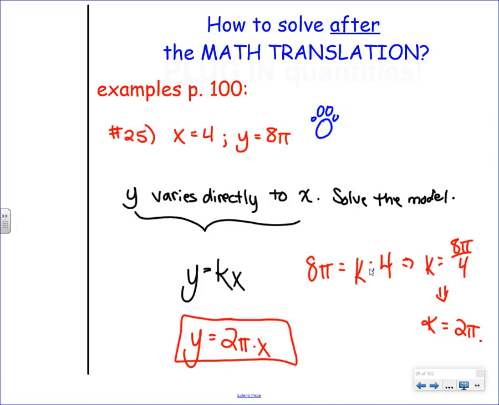Just a piece nonetheless. They want to solve the model. They want me to go ahead and figure out what is the equation with the constant solved for. Does that make sense, guys, what they're saying and how the directions are working? I know, it's cold. Hang in there.